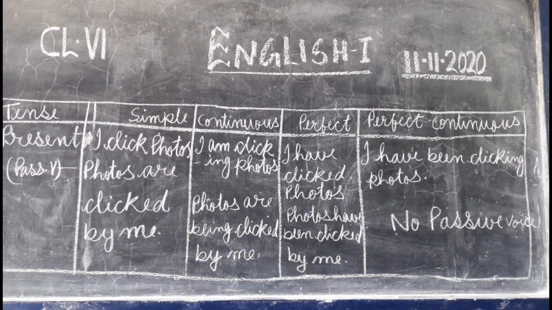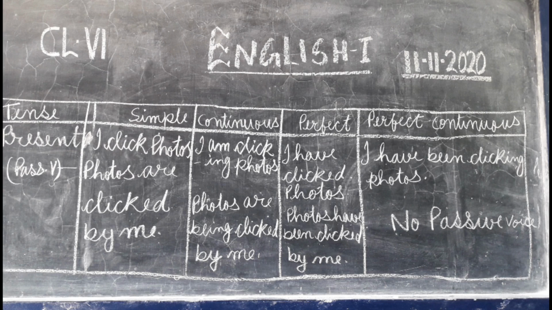I click photos. I is the subject here, click is the verb, photos is the object. When you are changing into passive voice, the photos will become the subject. Then we use "are" and "clicked", the third form of the verb, by me. Me is the object here. Photos are clicked by me. Simple present tense. Active voice: I click photos. Passive voice: photos are clicked by me.